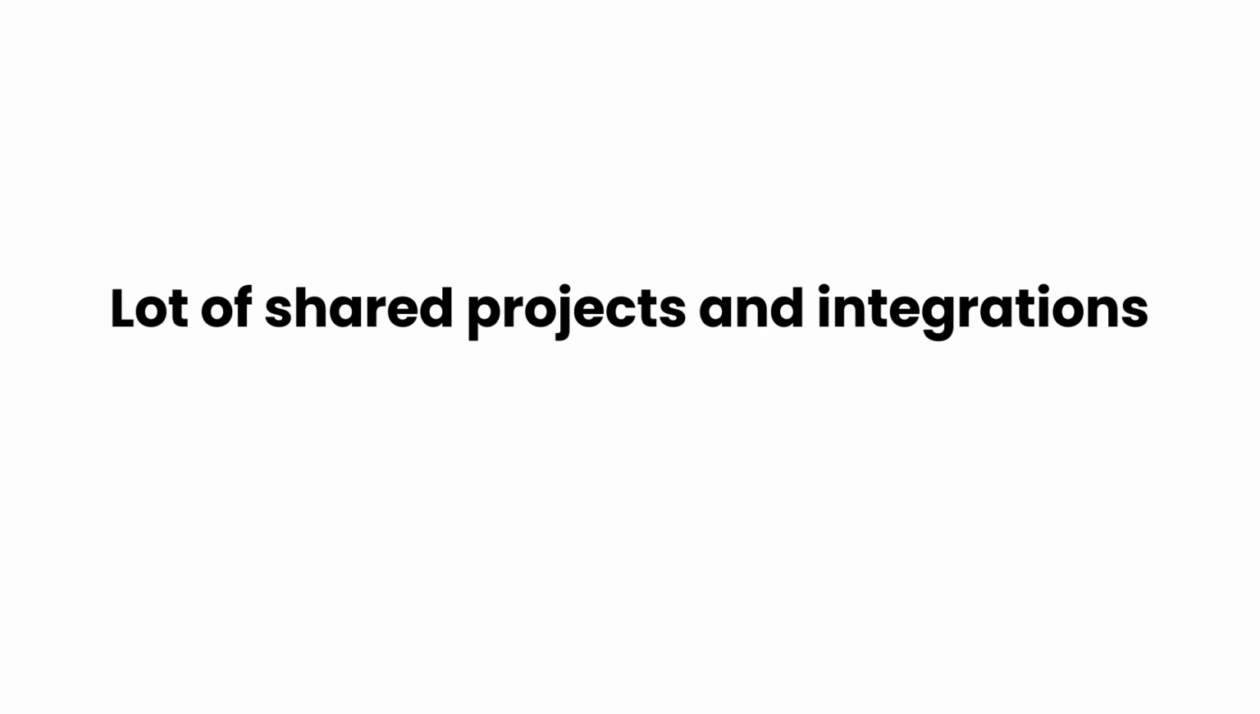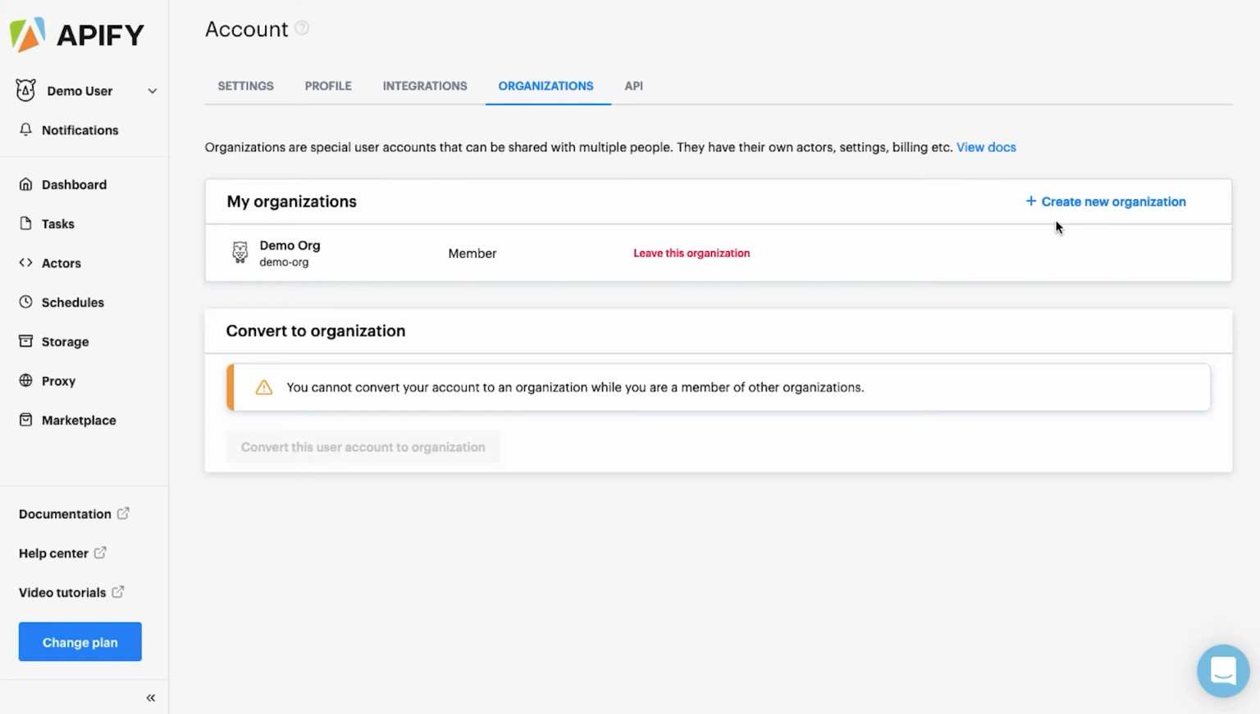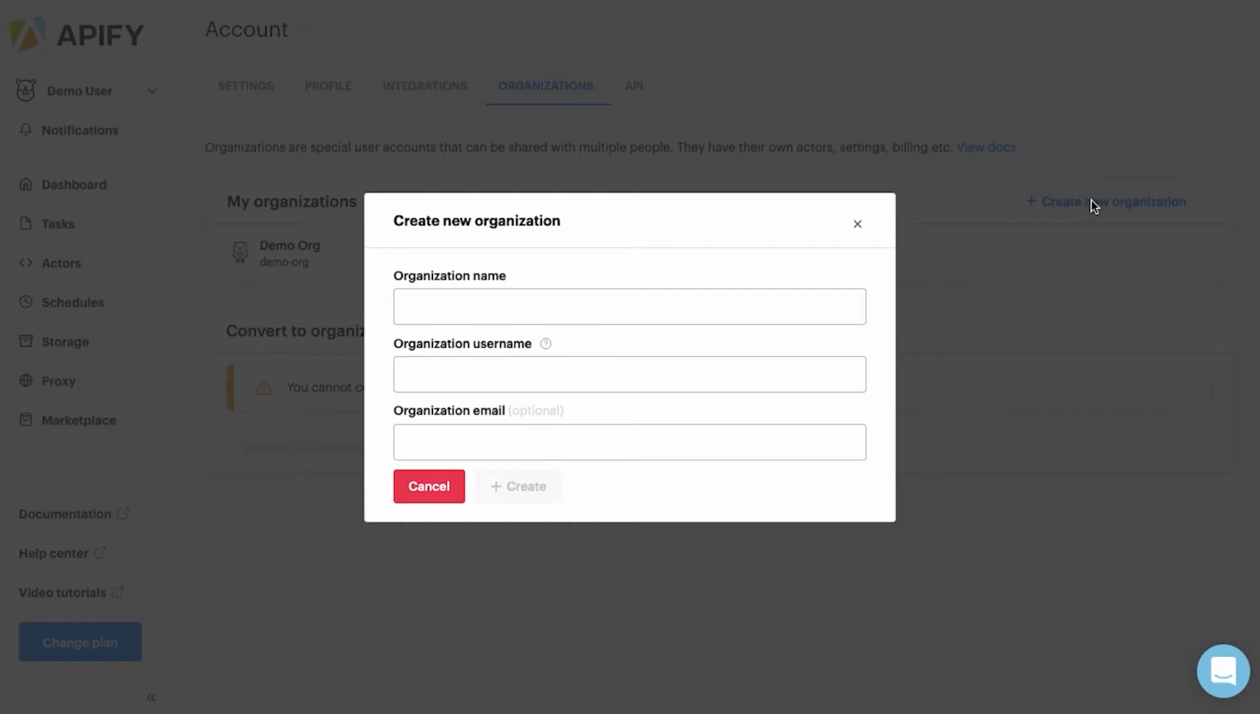If you have a lot of shared projects and integrations already running on your personal account, then convert your personal account. To create a brand new organization, navigate to the Organizations tab in the Account page of the Apify app and click the Create button. Next, just fill in the required information and you're good to go.